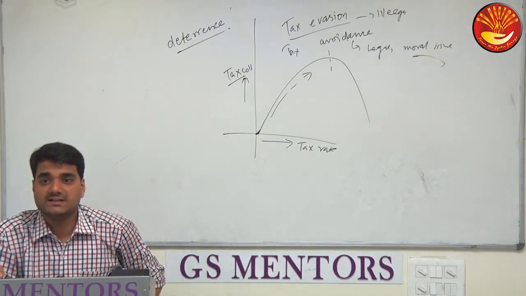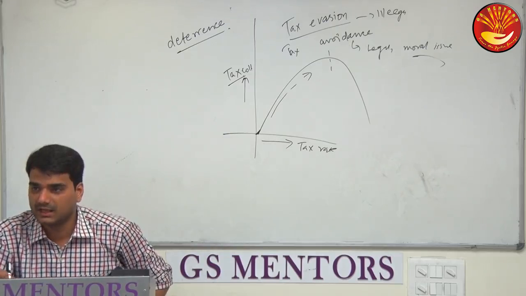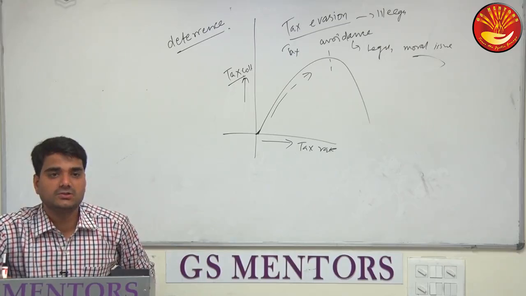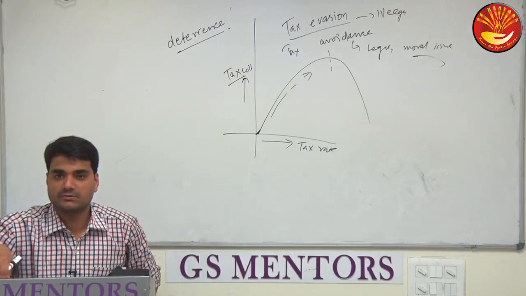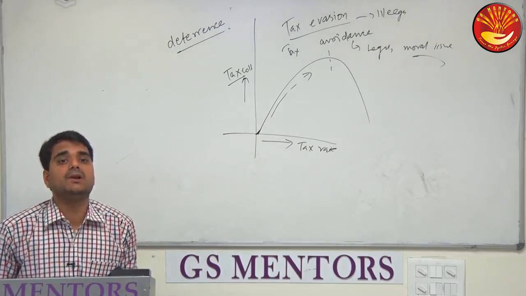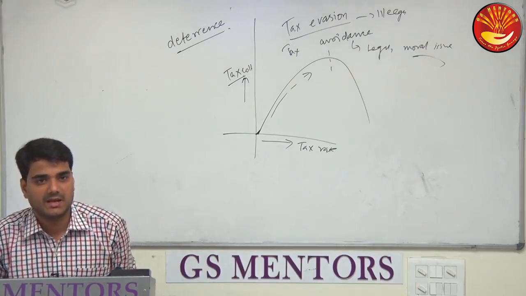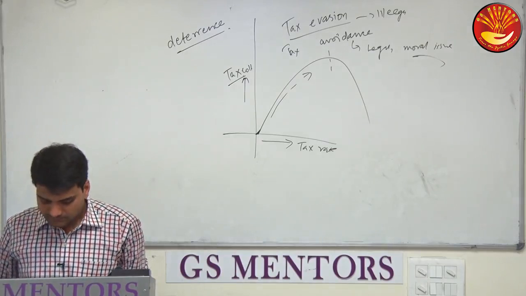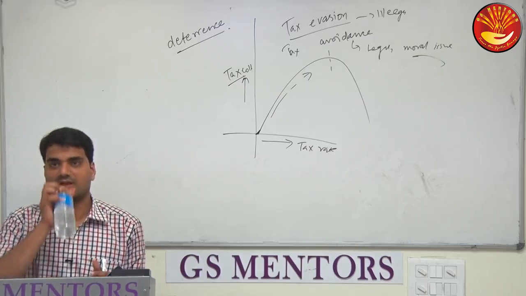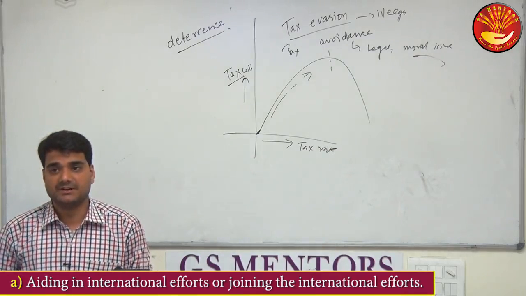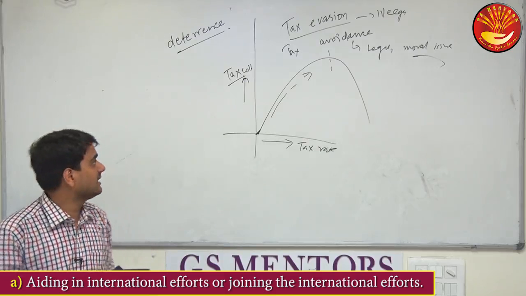Here we'll be majorly discussing the steps which have already been taken by the government. So you can also use these points whenever they ask what the government is doing to handle this black money menace. The first one is aiding in international efforts, or joining the international efforts.